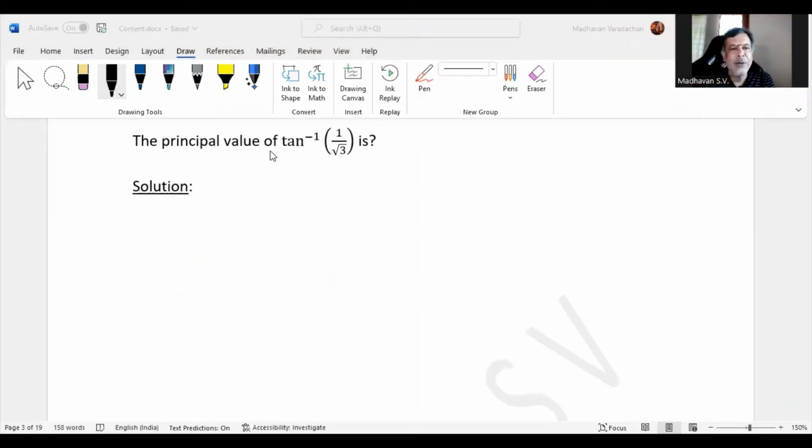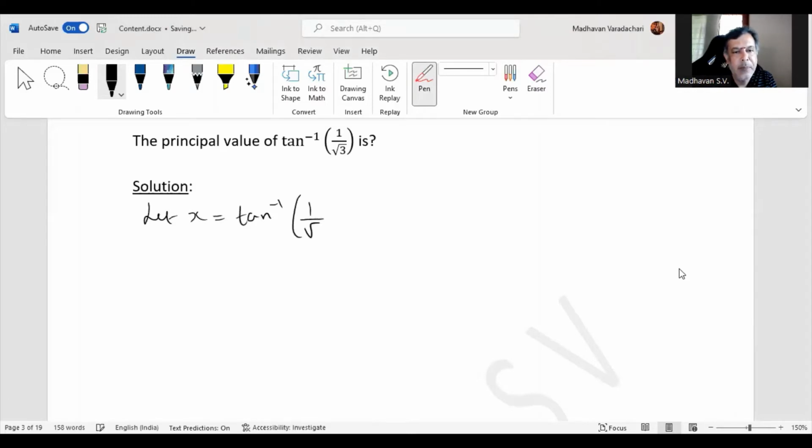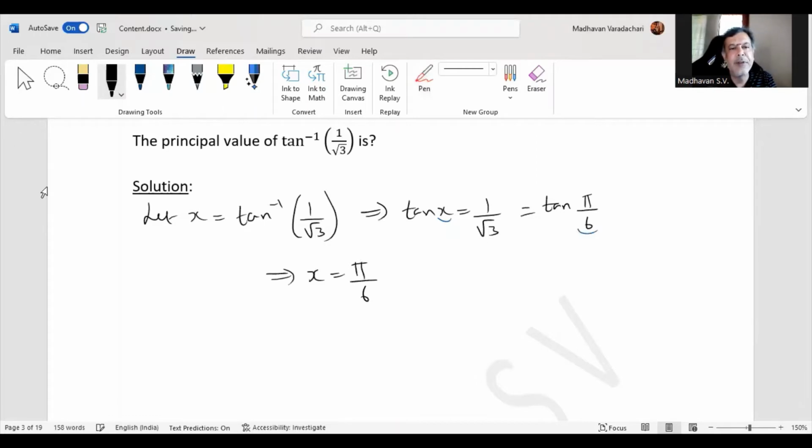The principal value of tan inverse of 1 by root 3 is what? Again, let x equal to tan inverse of 1 by root 3. That means tan x is 1 by root 3. And 1 by root 3 is nothing but tan of pi by 6. That means we can equate now this x and pi by 6. So the result is x is pi by 6, means the principal value of tan inverse of 1 by root 3 is pi by 6.